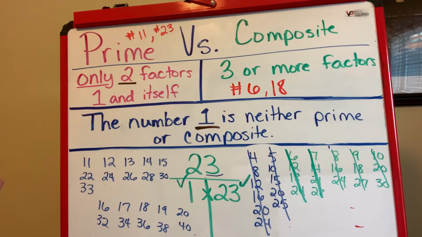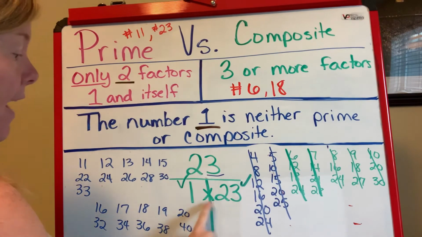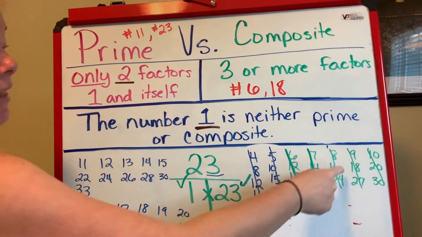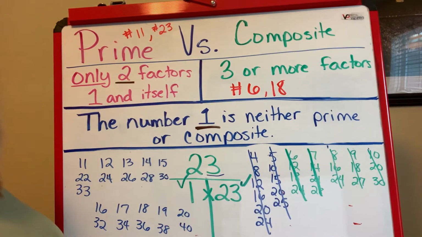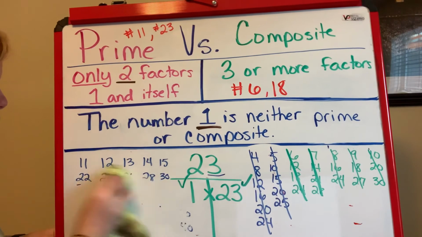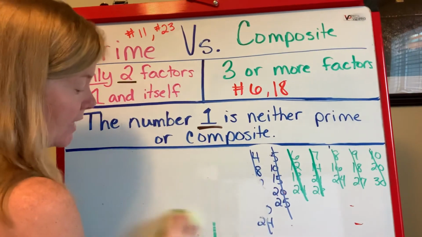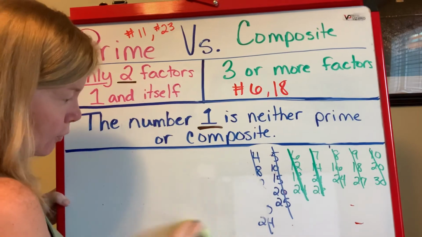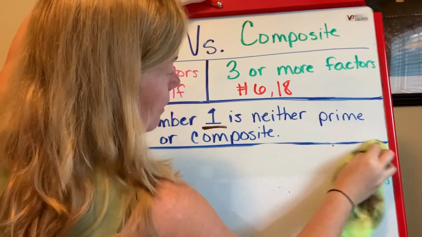All right, I want to quickly remind you, these are your factors, what you're finding. This right here, this skip counting that we're doing, we are finding the multiples of a specific number. So whatever your number is, you start with that number and you skip count. Those are your multiples. So I will put that on here.